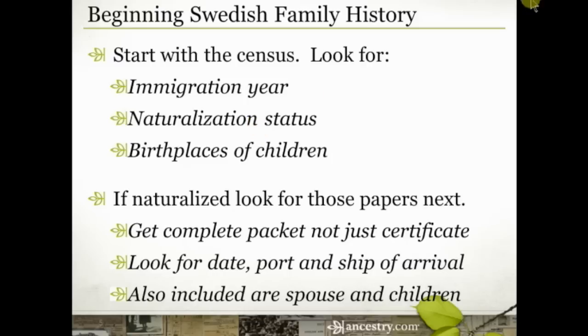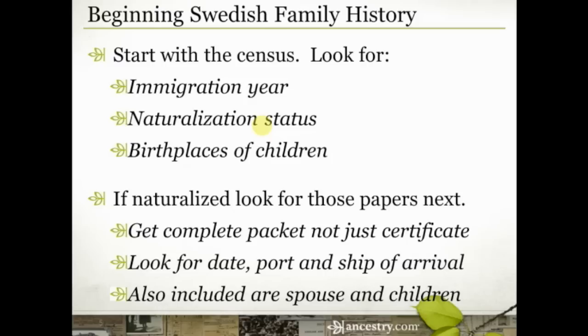If they were naturalized, that information will be on the U.S. federal census, again, from 1900 to 1930, that is noted. It will say AL, which means they're still an alien citizen, PA, meaning they have submitted papers or a declaration of intent to become a U.S. citizen, or NA, which means they have become naturalized.